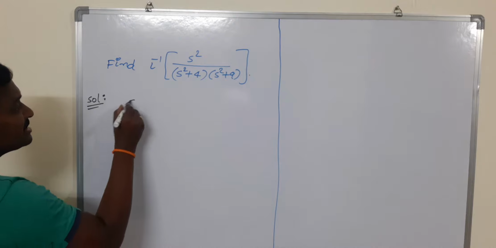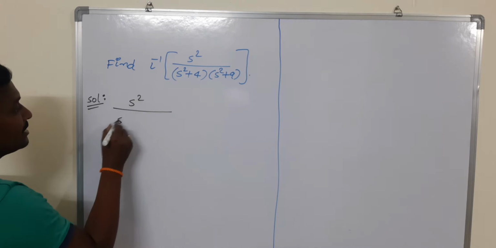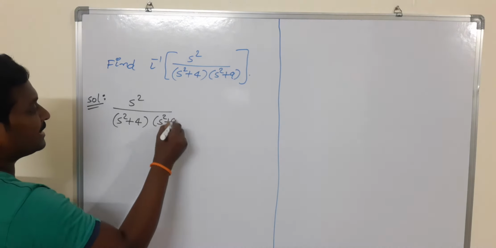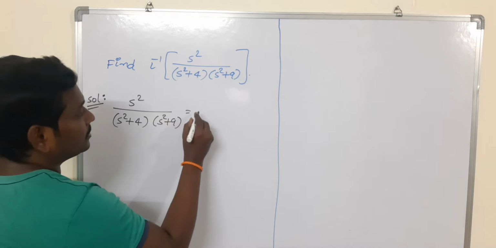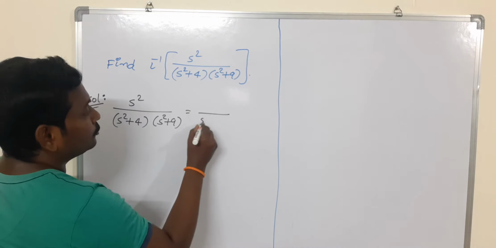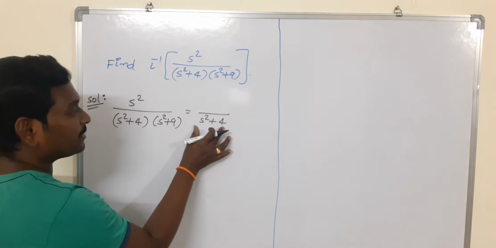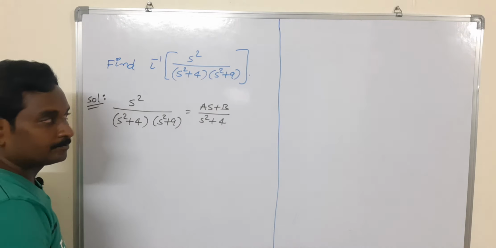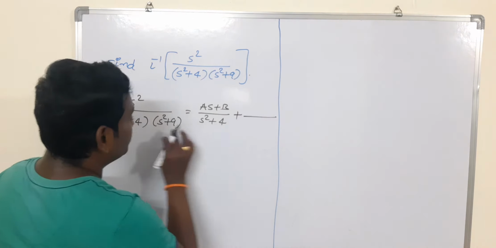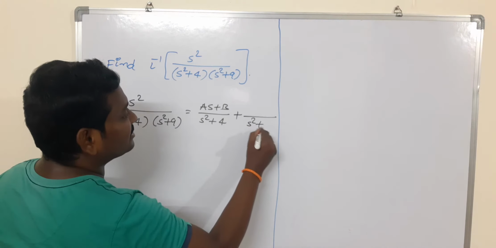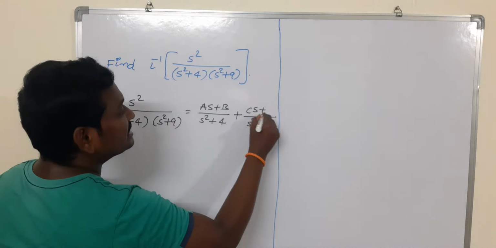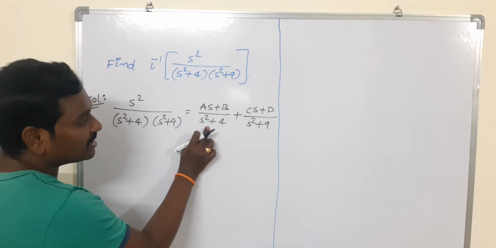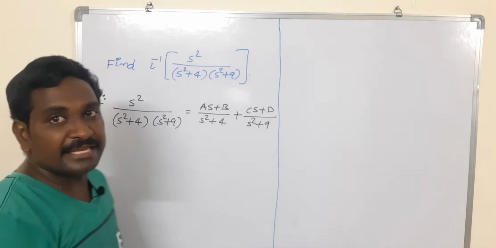First consider the inside function, s square by (s square plus 4)(s square plus 9), which is equal to, in general, the numerator of s square plus 4 should be in the form of as plus b, plus the numerator of the second quadratic factor should be in the form of cs plus d. Since this is a quadratic factor, its numerator should be a linear factor.